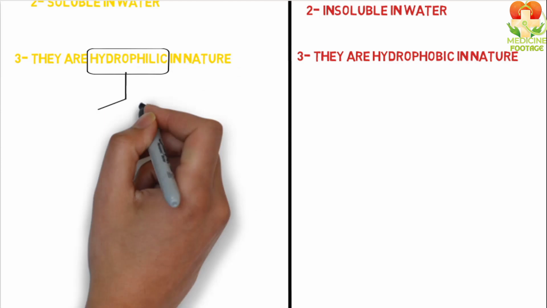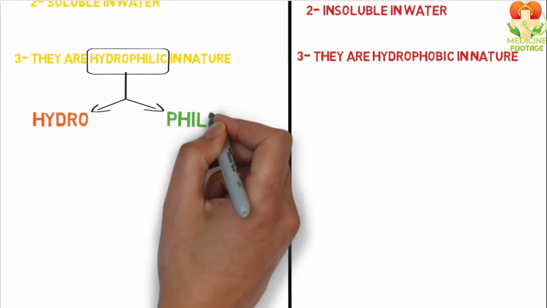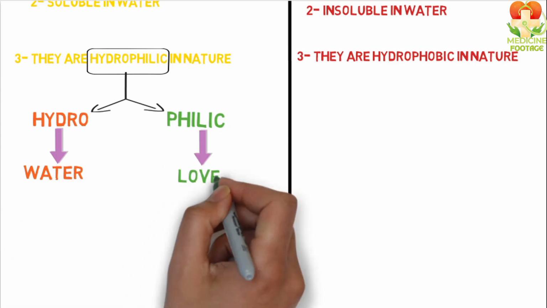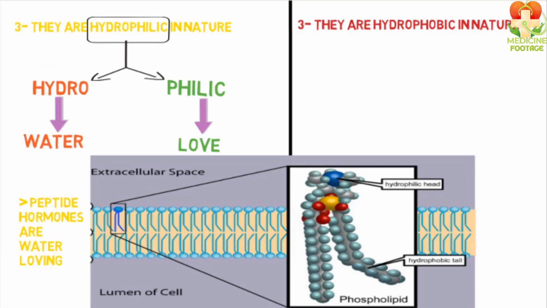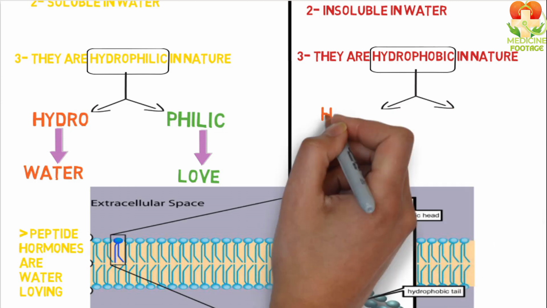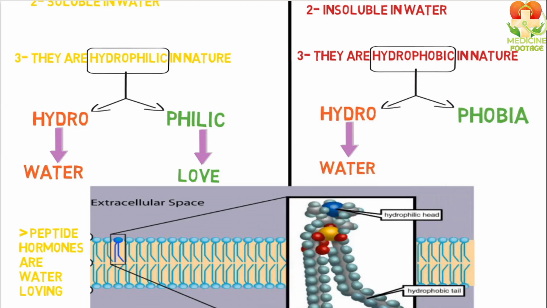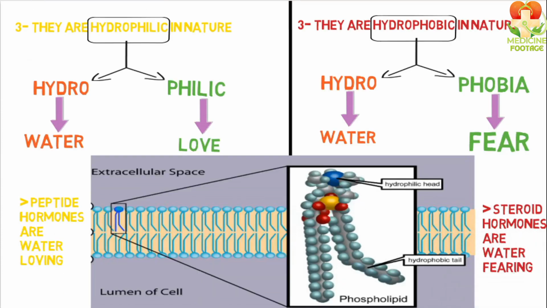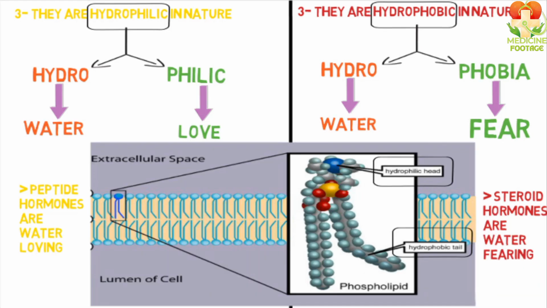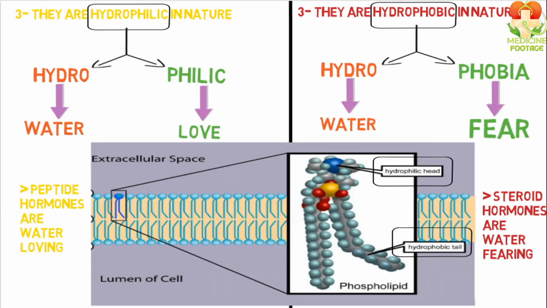Hydrophilic is derived from two words, hydro and philic. Hydro means water. Philic means love. They are water loving. But those that are hydrophobic, hydro means water and phobia means fear. So they are water fearing. Peptide hormones are water loving, meaning hydrophilic. Steroid hormones are hydrophobic, meaning water fearing.